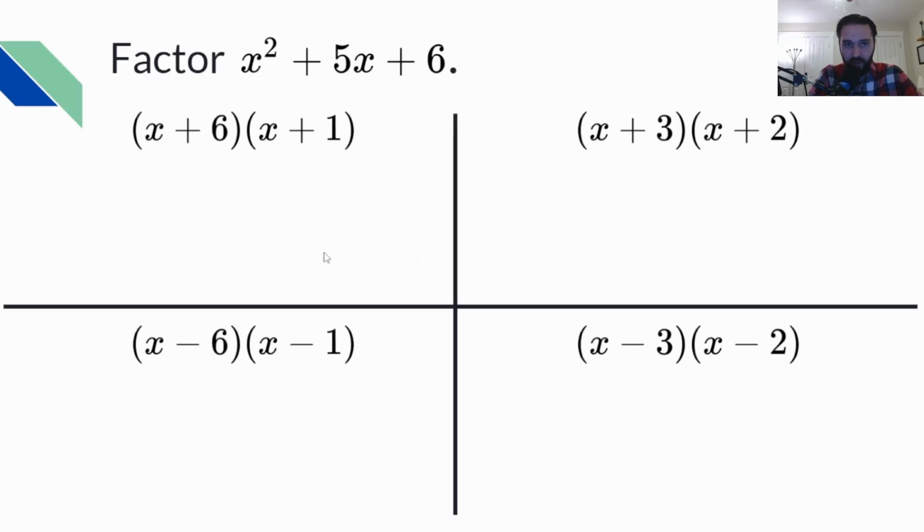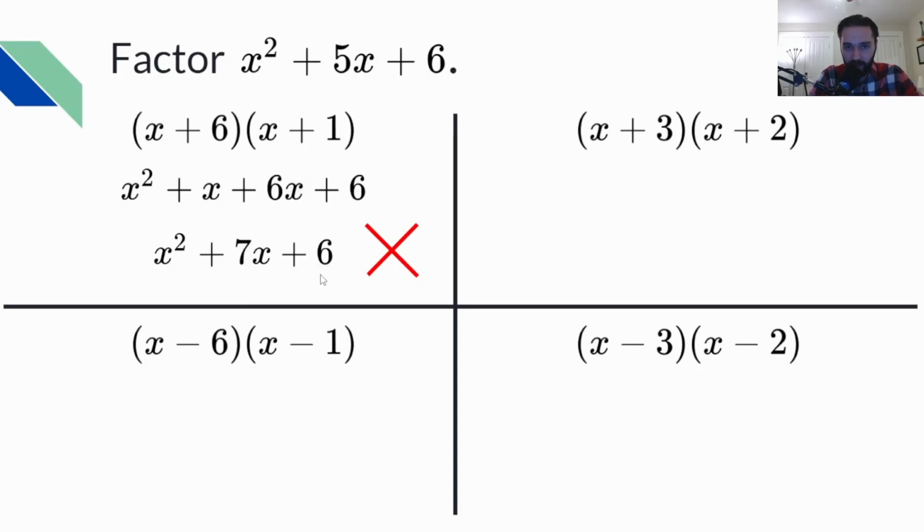Let's start with the top left possibility, x plus 6 times x plus 1. If I FOIL that, I get x squared plus x plus 6x plus 6. In the middle, these two like terms add up to give me 7x. So we have x squared plus 7x plus 6. We can see that this does not match what we started with. We need the outers and the inners to add up to give me 5x. So this possibility does not work, and we just move on to the next one.